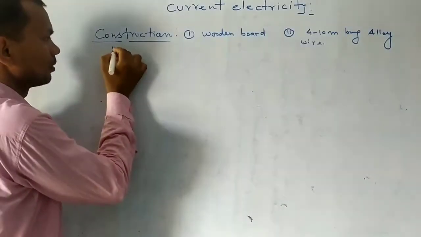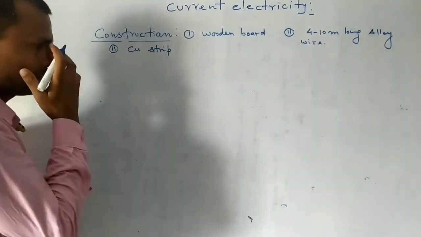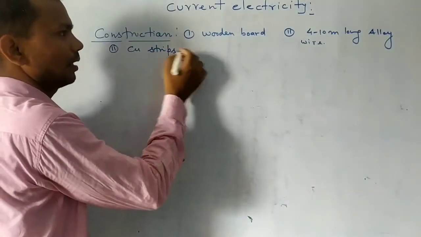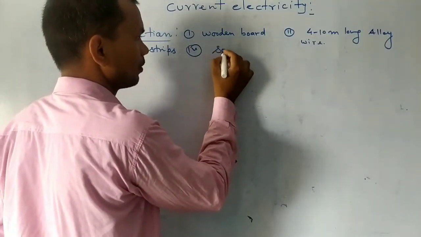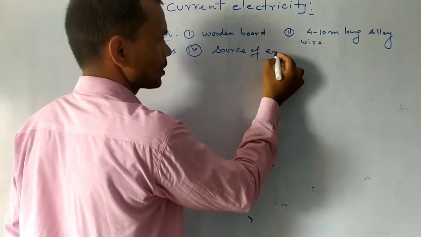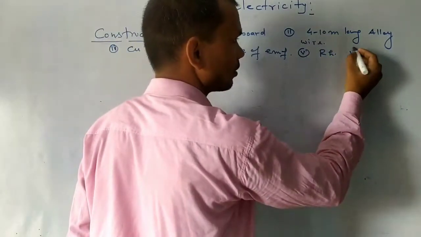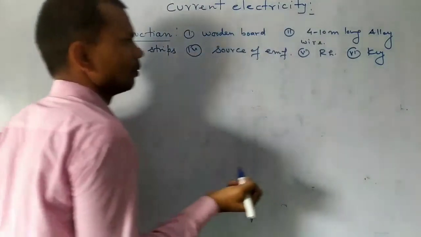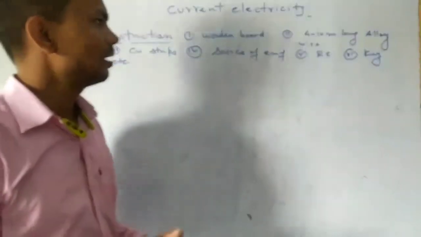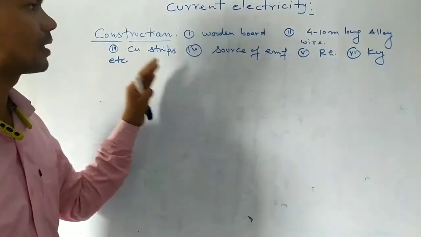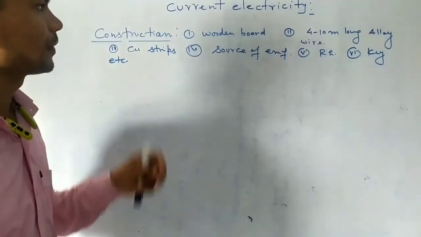Some copper strips, thick copper strips, and then the fourth one: a source of EMF, means auxiliary battery, then rheostat, means variable resistance, some keys, voltmeter, ammeter, etc. So these are the essential things required for the construction of the potentiometer.